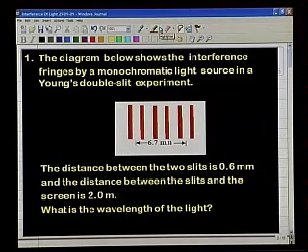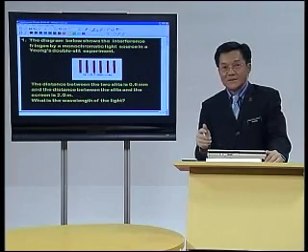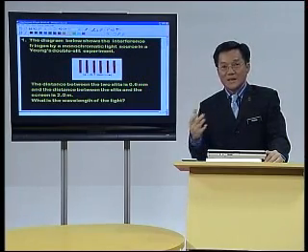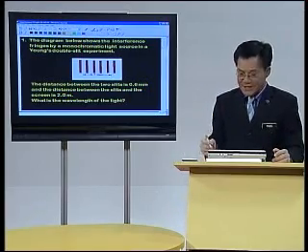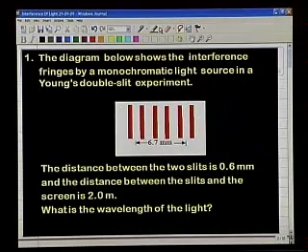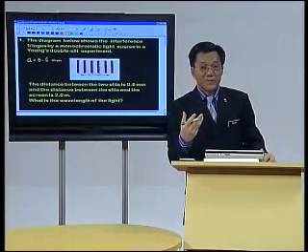Now in this question, we are using lambda equals to ax per D. So we need to write down first and foremost every one of the quantities. Namely, what is a, what is lambda, what is x, what is D. Step by step we'll do it together. Now look at this question here. We are given that the distance between the two slits is 0.6 millimeters. So what is this? This is a. That is the symbol that we must be familiarized with.